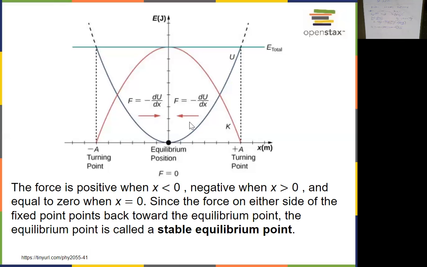So you can see on either side, if you displace your object slightly off the equilibrium position, it will be pulled back to the equilibrium position. That gives you the stable equilibrium point. So for a stable equilibrium point, when you take minus dU over dx, you can see at this point your slope is equal to 0. So if minus dU over dx is 0, then that's your equilibrium point.